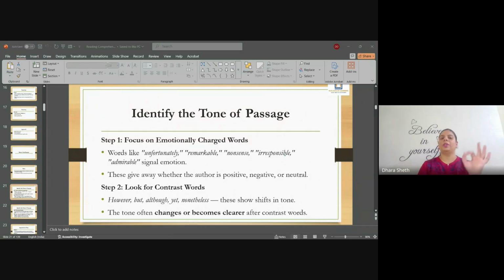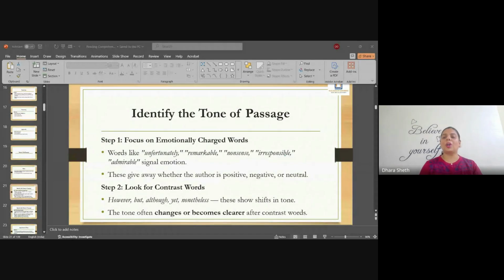Stepwise. First, focus on emotionally charged words. Unfortunately, remarkable, nonsense, irresponsible, admirable, whichever words show emotions, that is what can probably signify how the author feels, whether it is positive, whether it is negative, or whether it is neutral, whether the author is just trying to give information or whether the author has some sort of opinion towards it.